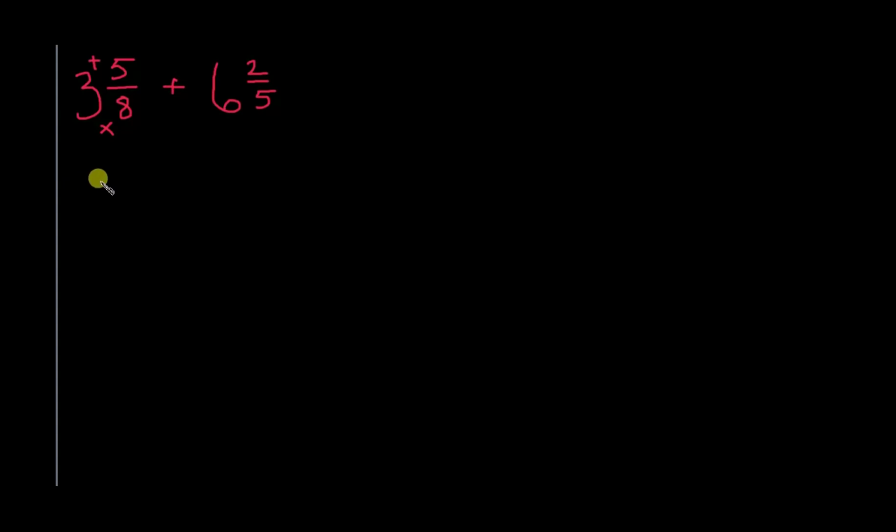Let me just redo that. 29 over 8. Now we're going to add, using the same method here, 5 times 6 is 30, and then you add 2. So now we'll have 32 over 5. Now we're back to adding basic fractions, or improper fractions, with unlike denominators.